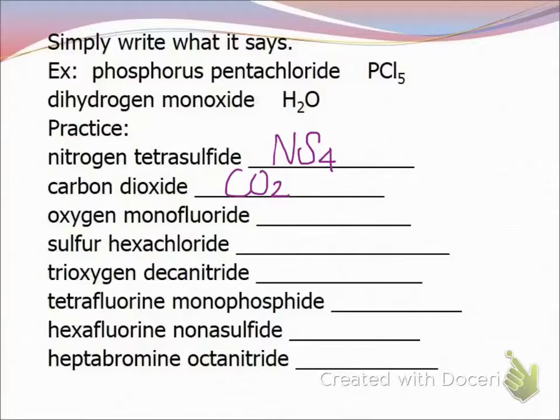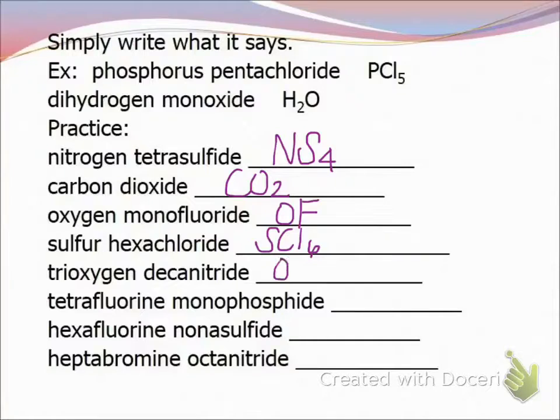Oxygen monofluoride would be an oxygen. Mono means 1, so it's an F. Sulfur, S. Hexachloride is 6, so we'd have Cl6. And when we're writing the subscripts for how many atoms, it always has to be down low. Don't put it up high, put it down low.